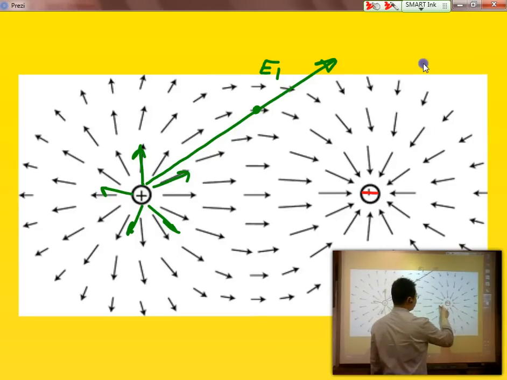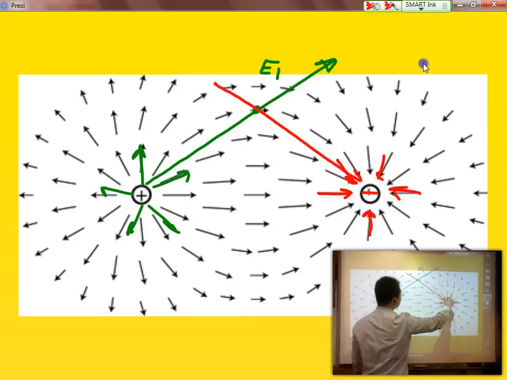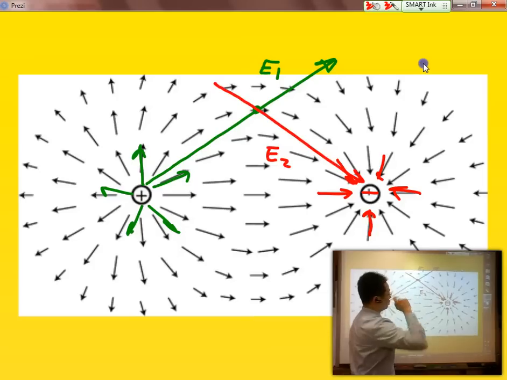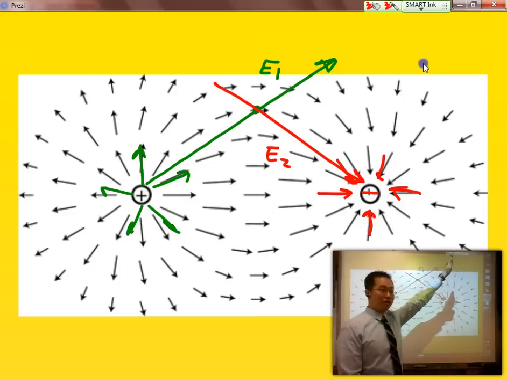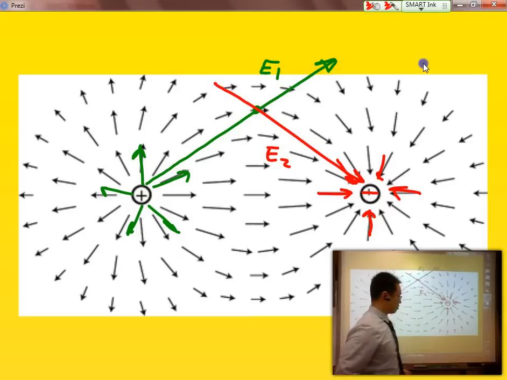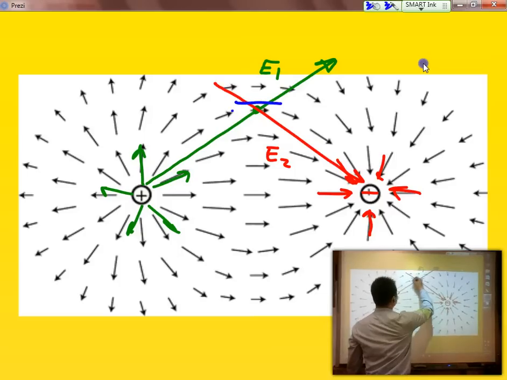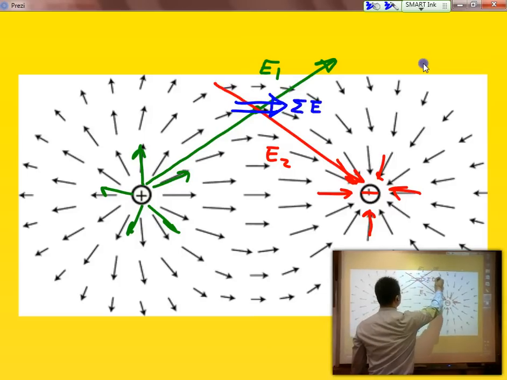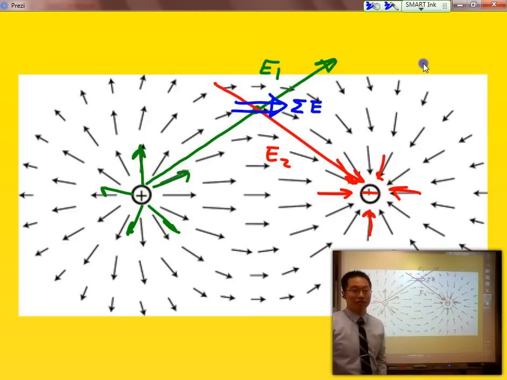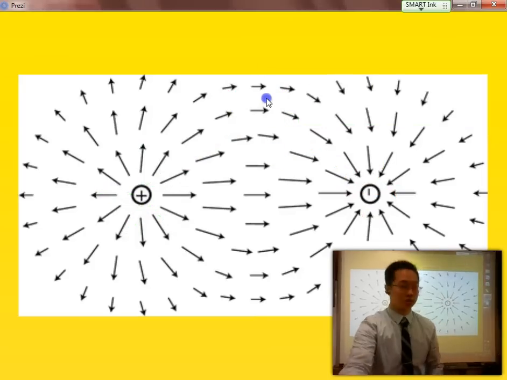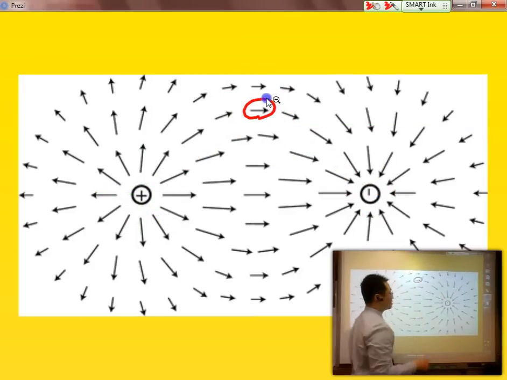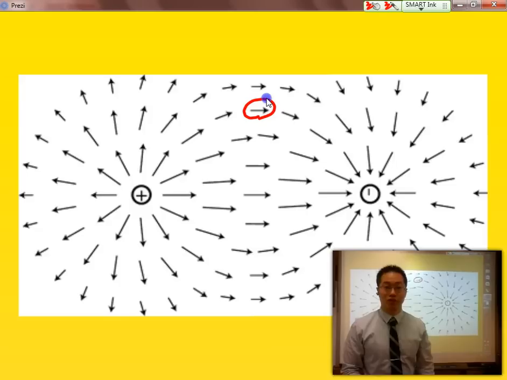The negative charge, electric fields always go into negative. So it's going in that direction. E2 is down and to the right. If I were to figure out what's the vector resultant of the top right and the bottom right vector, the total electric field would be to the right, okay? Which is what our diagram shows. Right here we have an arrow going to the right. It's the vector sum of the two electric fields.